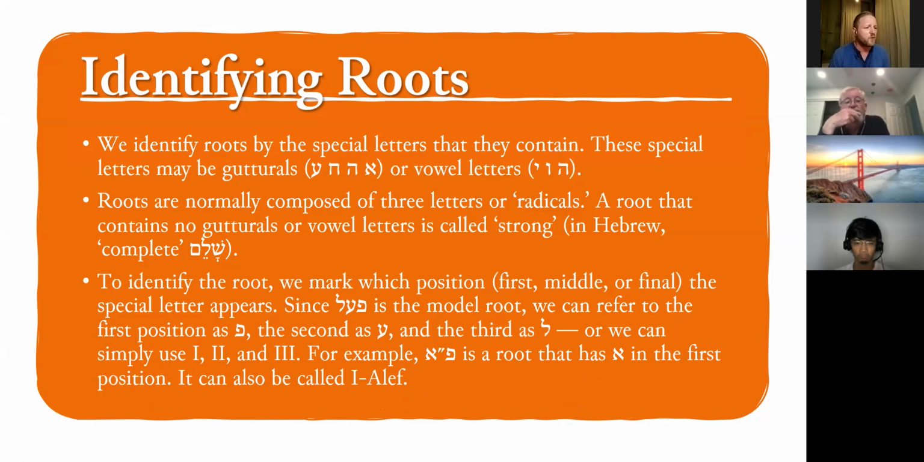To identify the root, we mark which position, that is first, middle, or final, that the special letters appear in. So since pa'al is the model root, we can refer to the first position as pei, because pa'al, pei. Second is ayin, because ayin is in the middle, and third is lamed. Or we can simply use 1, 2, and 3 Roman numerals. For example, pei aleph is a root that has aleph in the first position. It can also be called first aleph. Does it make sense? Simple enough.